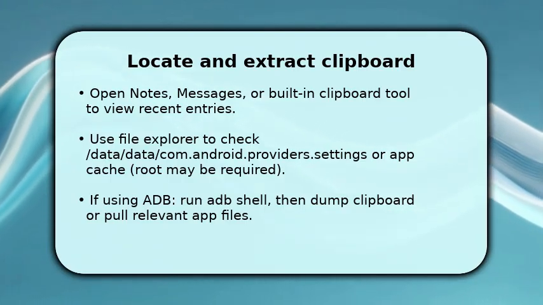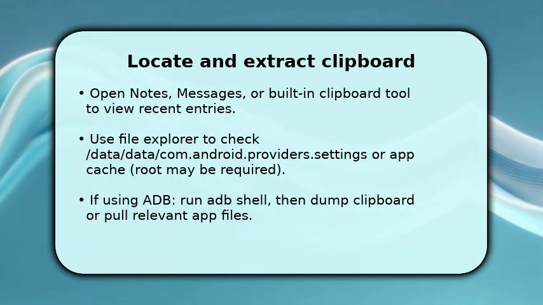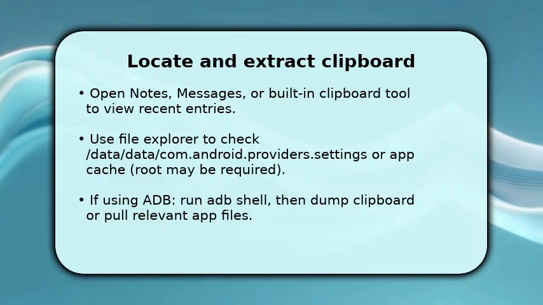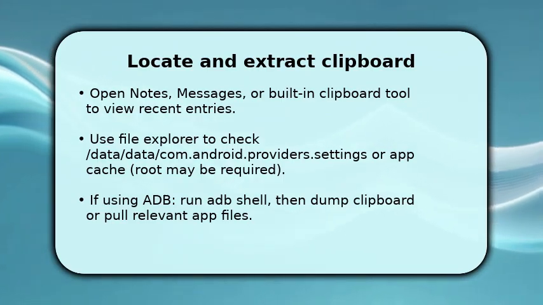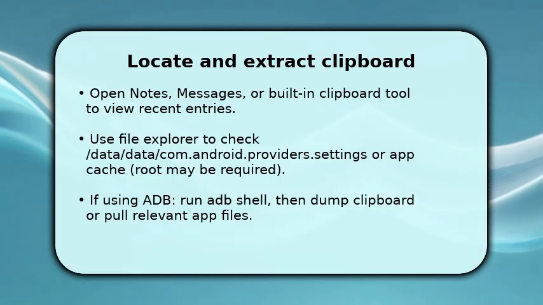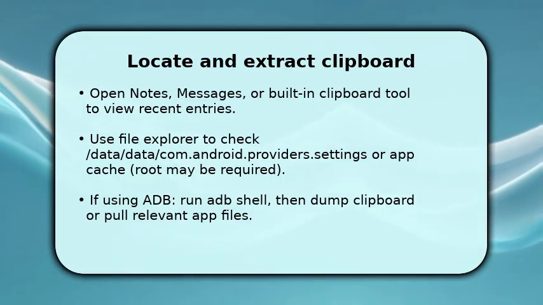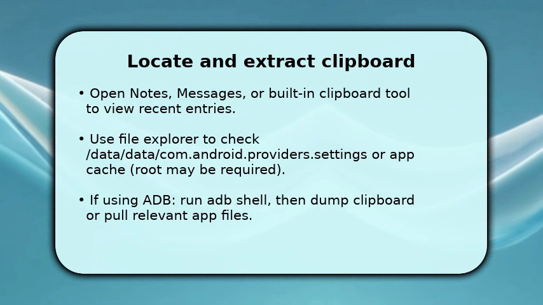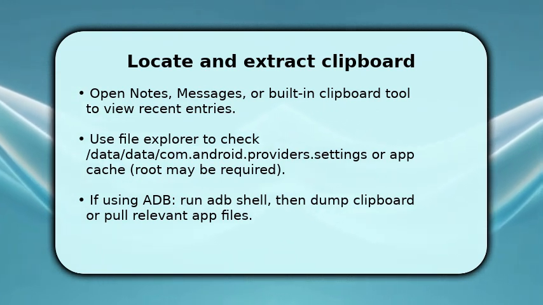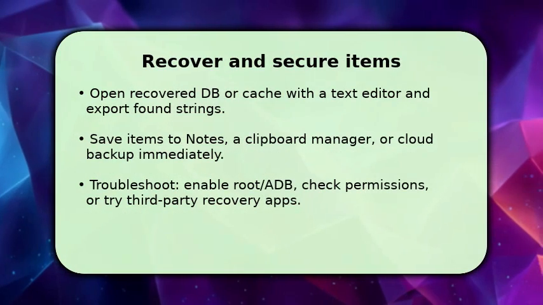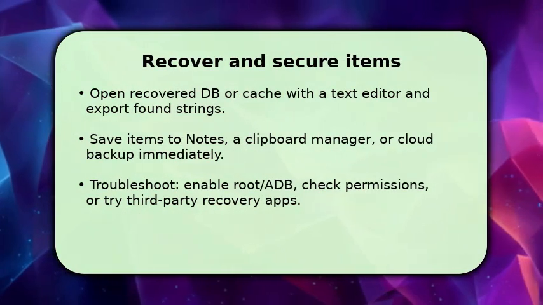If entries are missing, use a File Explorer or ADB to inspect app caches and settings databases where clipboard text may be stored. Note that accessing /data requires root or ADB backup permissions. When using ADB, run a DB shell and dump clipboard-related providers, or pull cached DB files to your PC to search for recent text.